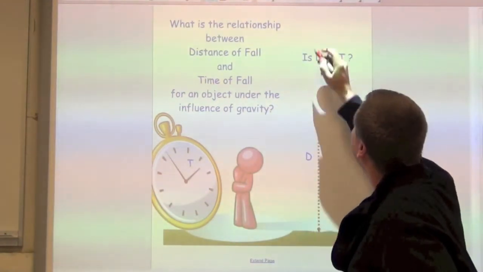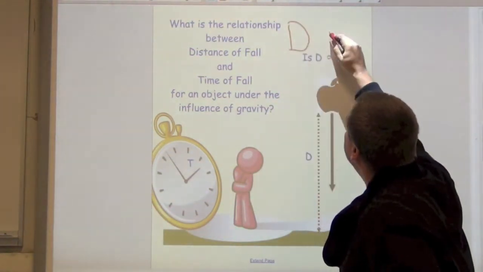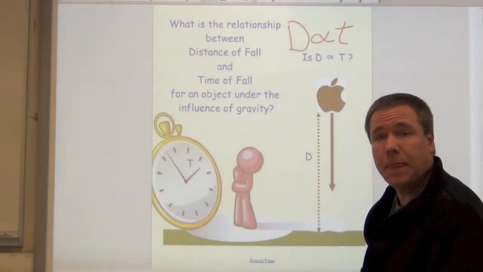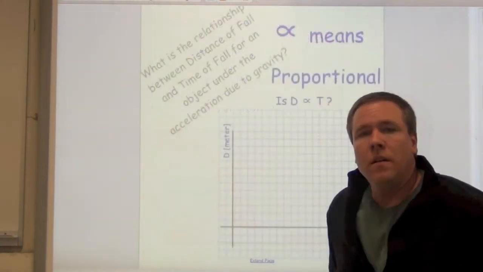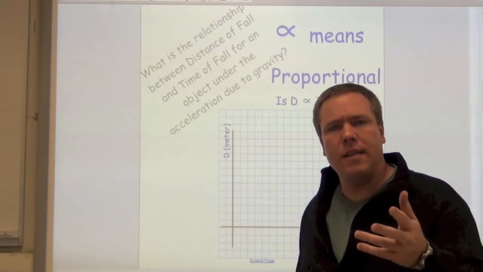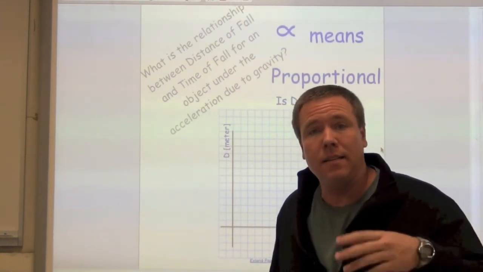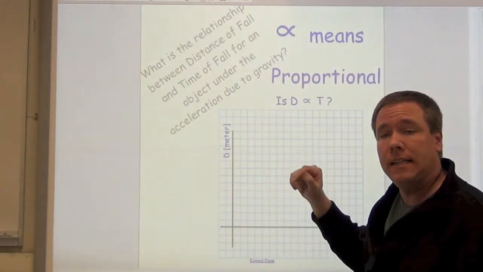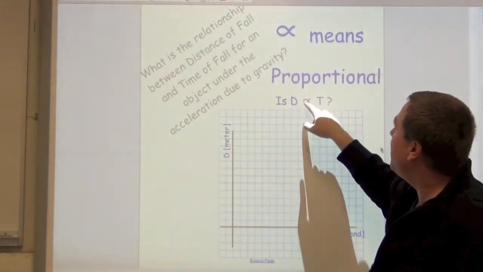I'm not sure if you can see it when it's written that small. Is d proportional to t? That's our question. The symbol alpha, it kind of looks like an alpha, but technically it's not, it's just similar. That symbol means proportionality. Is D proportional to T?